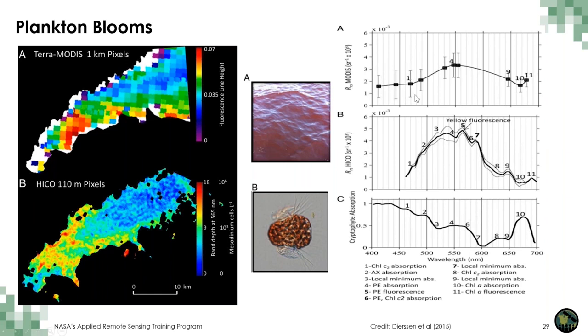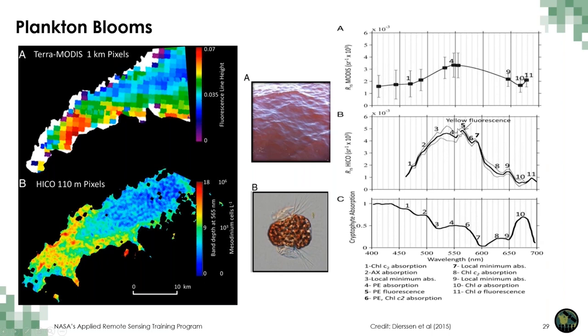The graphs here on the right-hand side compare the remote sensing reflectance of MODIS and HICO and show how the HICO data reveals many peaks and dips related to the presence of phycoerythrin, particularly the peak that is characteristic around 565 nanometers, which cannot be detected by the MODIS data.